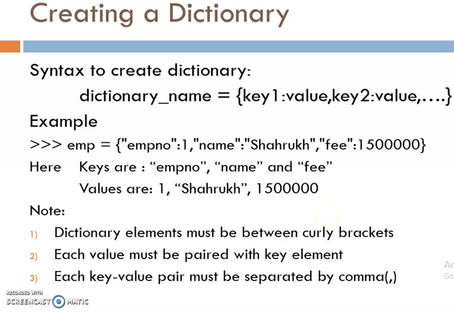While creating a dictionary, we have to note 3 points. The first one is dictionary elements must be between curly brackets. Then each value must be paired with a key element. The last point is each key value pair must be separated by a comma, just like tuples and lists.